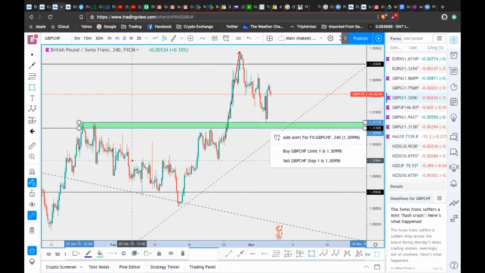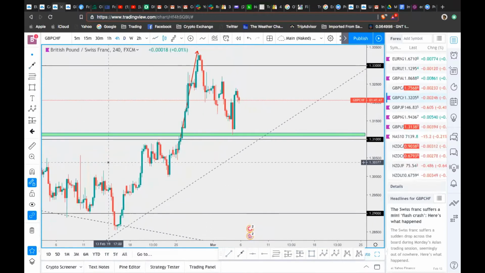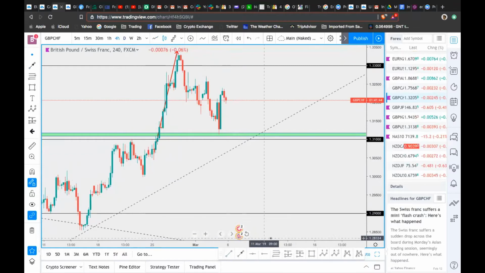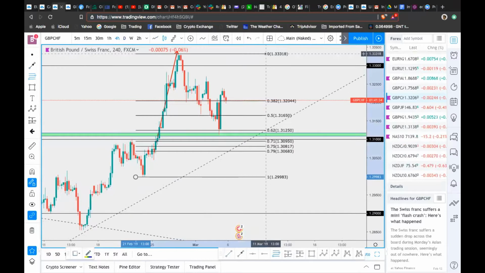I like to get the wicks and the bodies of the candle to the bodies of the candle. Boom. Then I will bring out my tool, which is called the Fibonacci retracement tool. We're going to explain that in more detail another time, but basically it's just a tool to identify the retracement of that impulsive move.